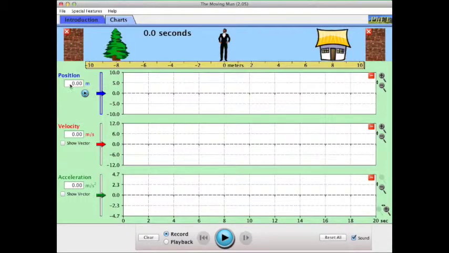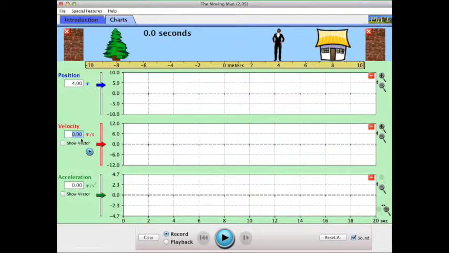We have position, which is the man's position. It's currently at 0 meters. It can be positive to the right or negative to the left. For starters, let's just set it to plus 4 meters. And the man has moved accordingly. We could also use this slider, but it's a little bit more precise to use this box here.